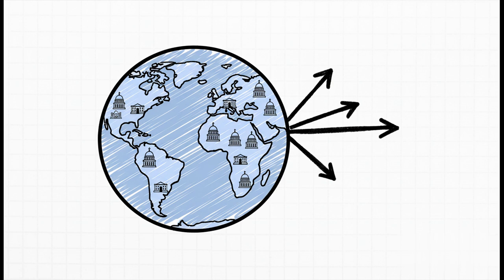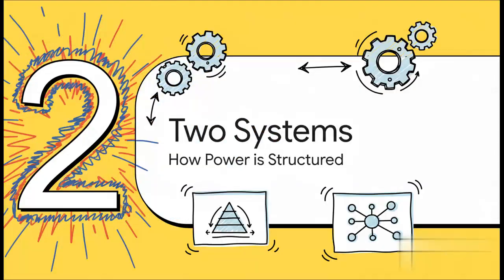But, and this is a huge but, even inside this one model, there are some massive differences in how it's all set up. So, once a country decides, okay, we're going to elect representatives, the very next question is, all right, how do we organize the government? And this is where two main blueprints tend to pop up.